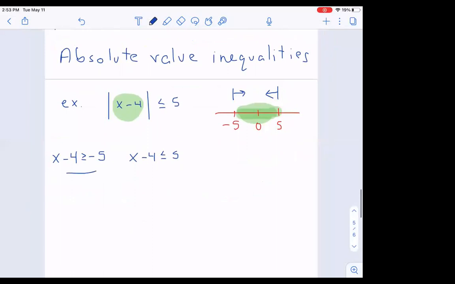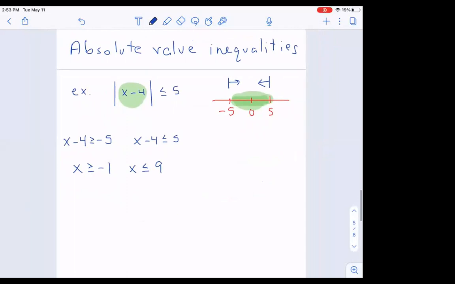And so then we just want to solve this inequality. I just move the 4 over, so I get x is greater than or equal to -1, and x is less than or equal to 9. And so in interval notation then, numbers bigger than or equal to -1 and less than or equal to 9, that would be in between -1 and 9. And that would be our solution set.